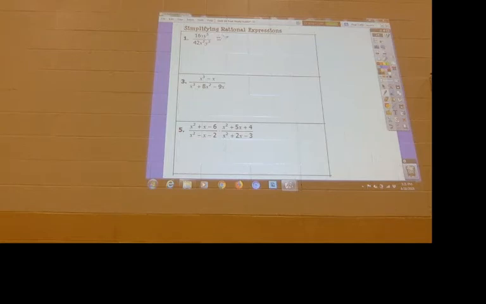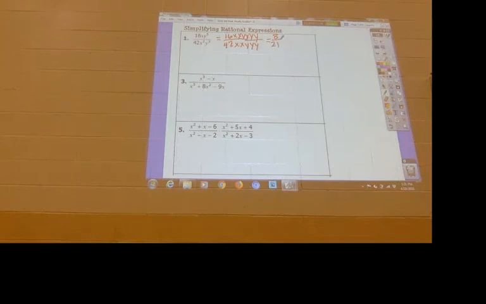So I could sit here and expand this out to 16xy over 42xy. Do you see why I expanded it out? It makes it easier. How can 16 over 42 simplify any? What could I divide both by? 2. And I get 8 over 21.